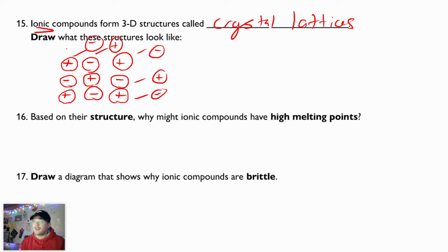So ionic compounds are made of ions, right? Which means they're made of positive and negative charges. So every positive charge is going to surround itself with a negative charge and vice versa. They're all interconnected. Looks something like this. Okay. Because of that, it creates a very rigid structure.